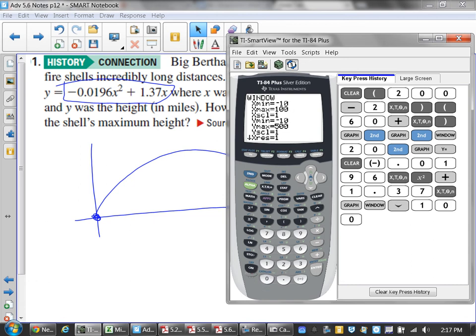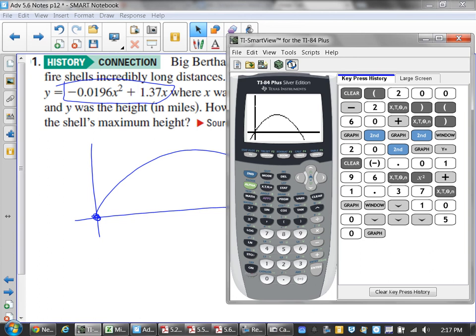My y maximum. Again, I don't believe a cannon's going to shoot anything 500 miles up in the atmosphere. I think the top of the atmosphere is only 50 miles up? I'm just going to set this to maybe 50, and then hit graph and see what happens. All right, cool. It works.